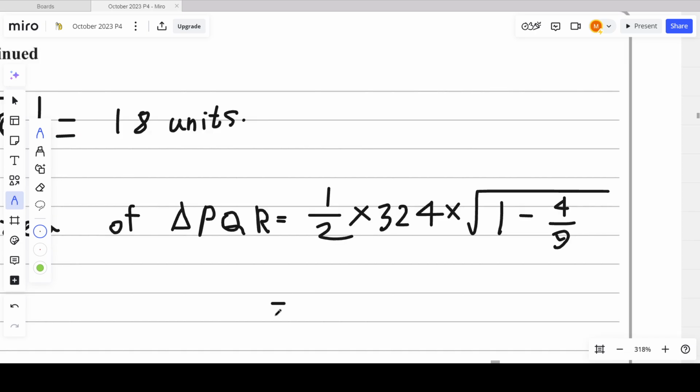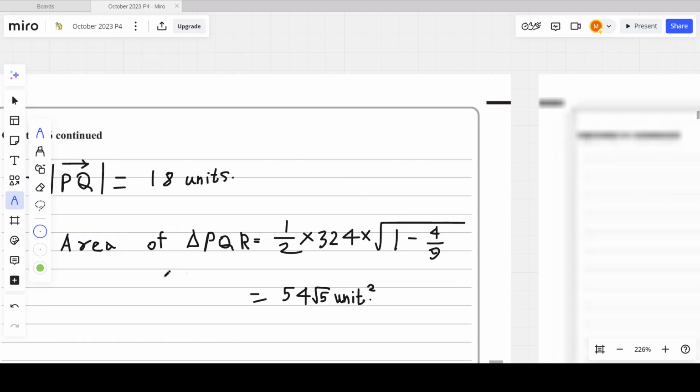So what would be the exact area? Half of 324, this is basically 162. And 162 times square root of 1 minus 4/9. That is 54 square root of 5 unit squared. This would be the area of the isosceles triangle PQR. Fine. Okay, so we got the area of triangle PQR.